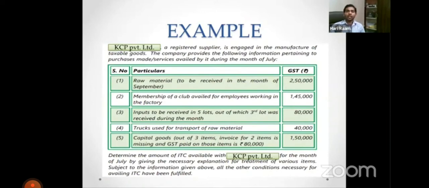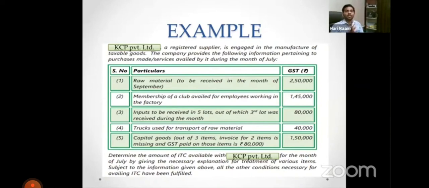Now July, August, September. Here section 16 subsection 2 is not satisfied. Goods are not received, so this is ineligible. Then membership of a club availed by an employee working in a factory. This is also blocked under section 17 subsection 5.